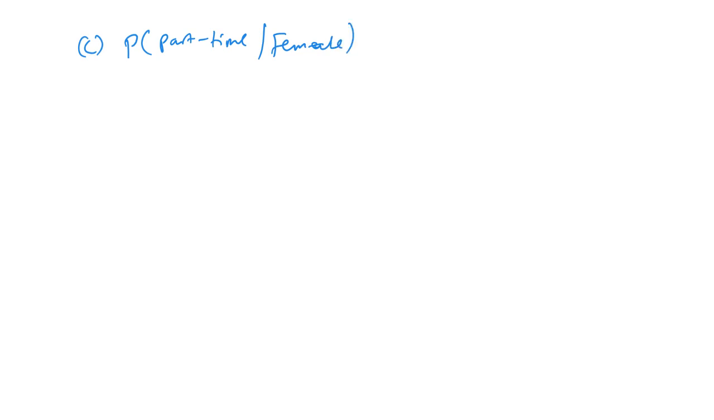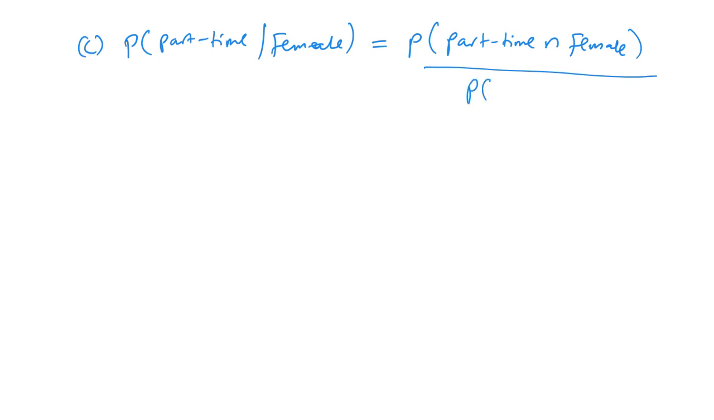How do we define this? We define this as the probability of part-time intersection female, divided by the probability of female, and part B gave us the probability of female and part-time, that was 0.25, divided by 0.55, because the probability of the female students in this school is 0.55.